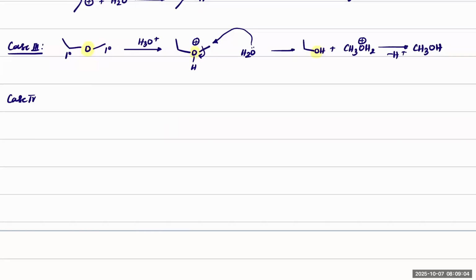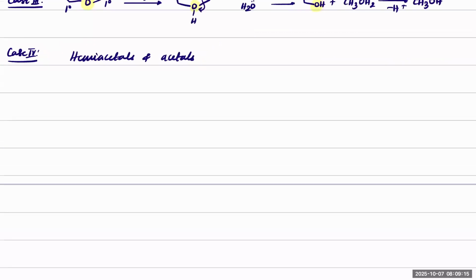Now let's talk about case 4 here. That is about hemiacetals and acetals. So if you have CH3, CH, with OH and OR, in that case, when you do hydrolysis, the first thing you will remove is this OH. You will get this as CH3.